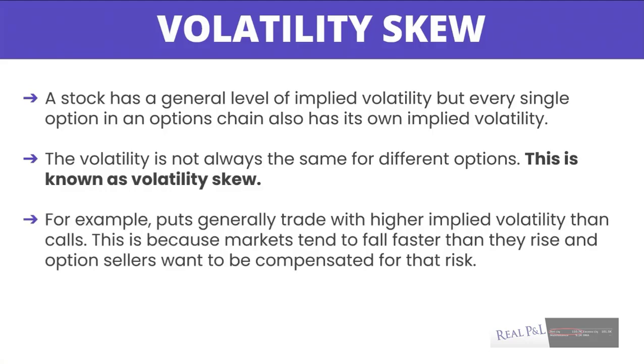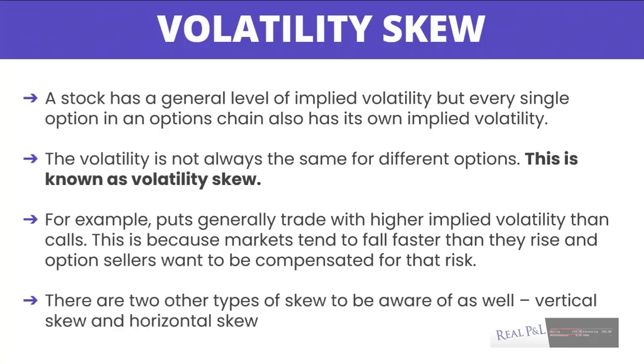For example, puts generally trade with higher implied volatility versus calls. And this is because the market tends to fall faster than it rises, and option sellers want to be compensated for taking on that risk of dealing with puts. Now, there are two other types of skew to be aware of as well: vertical skew and horizontal skew.